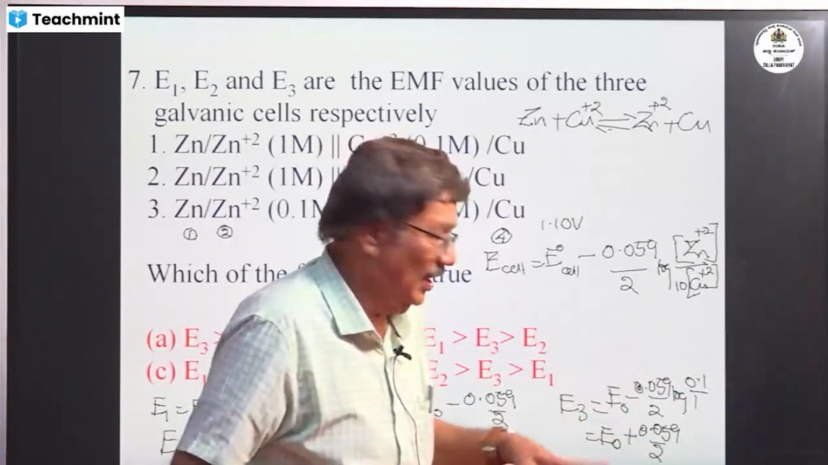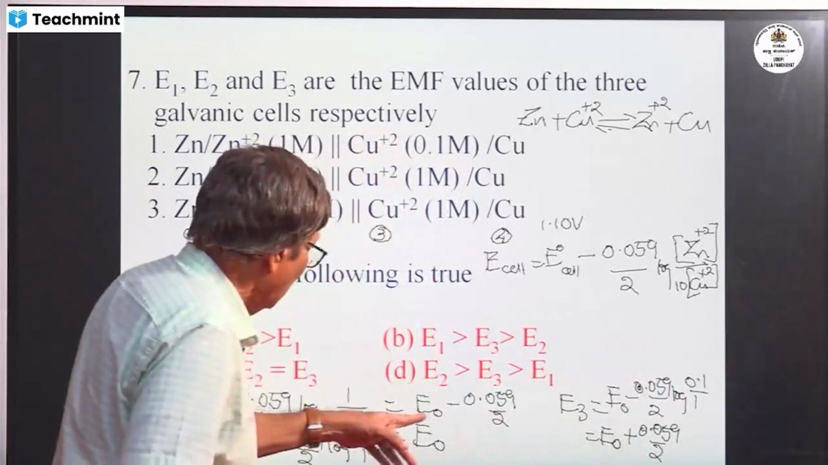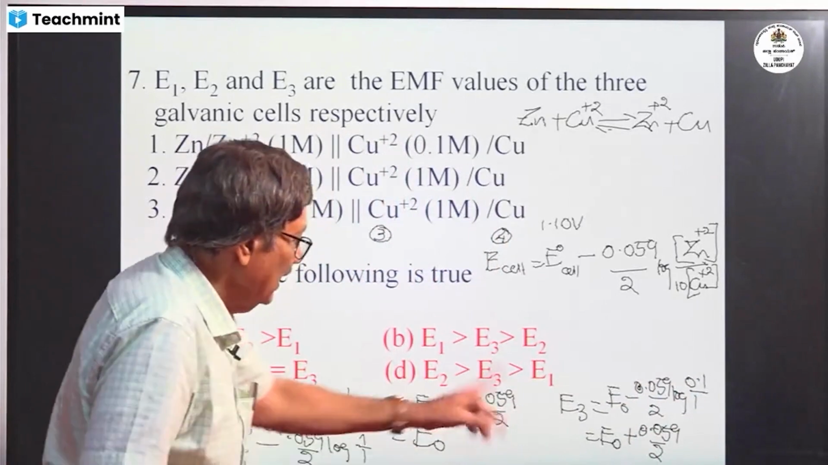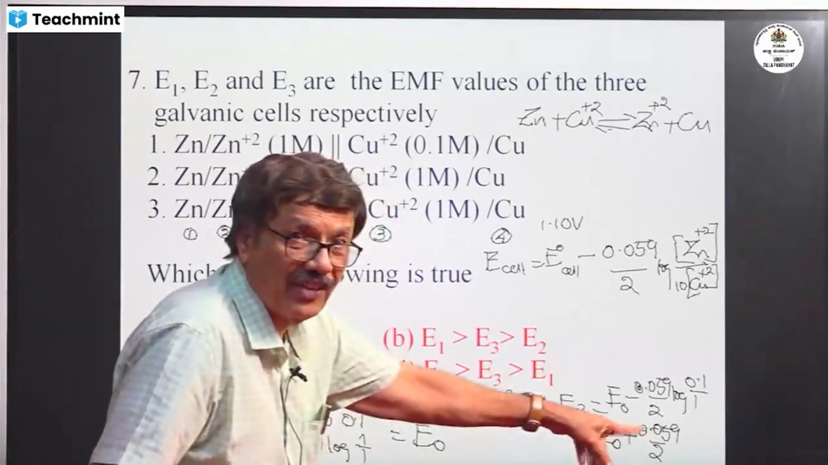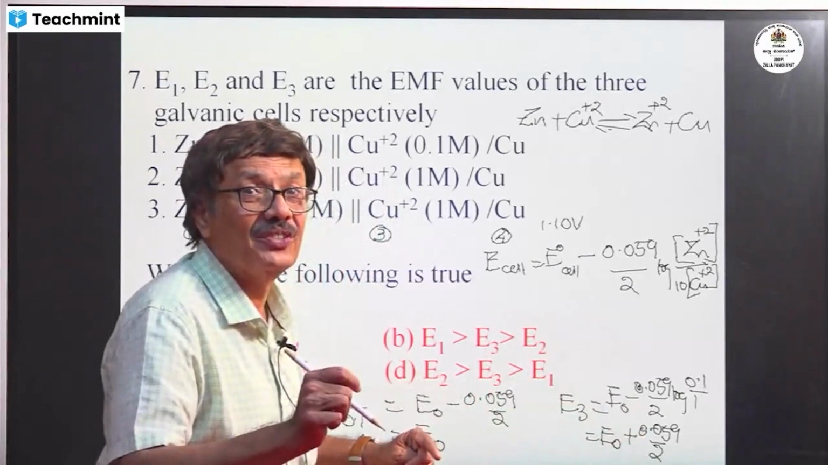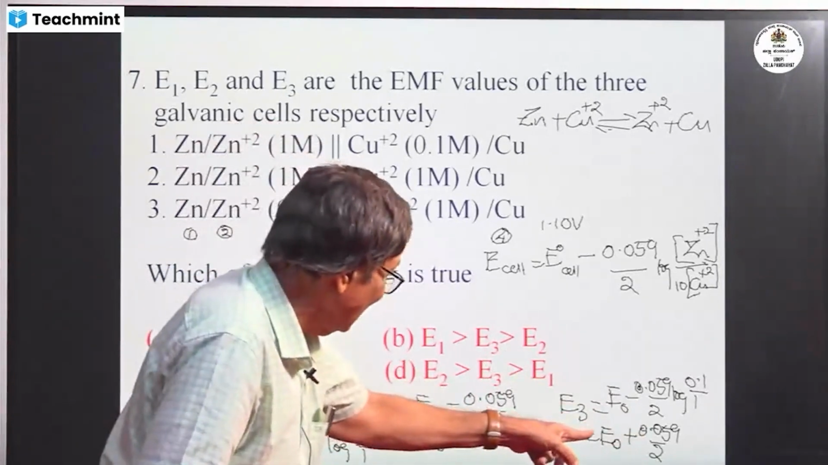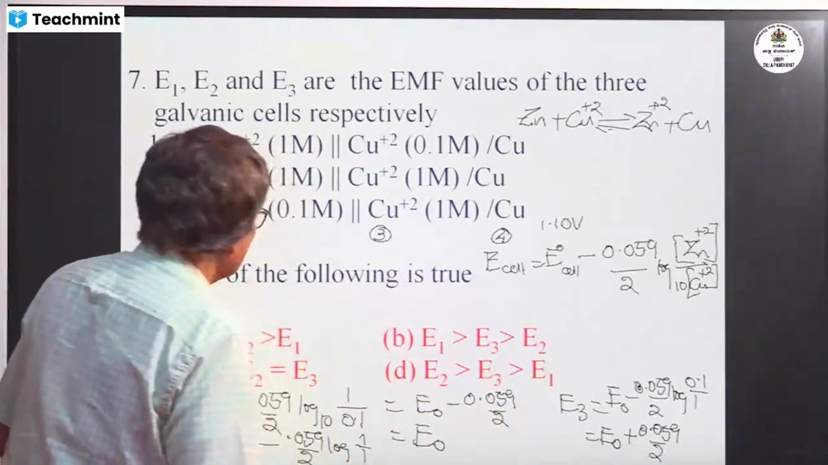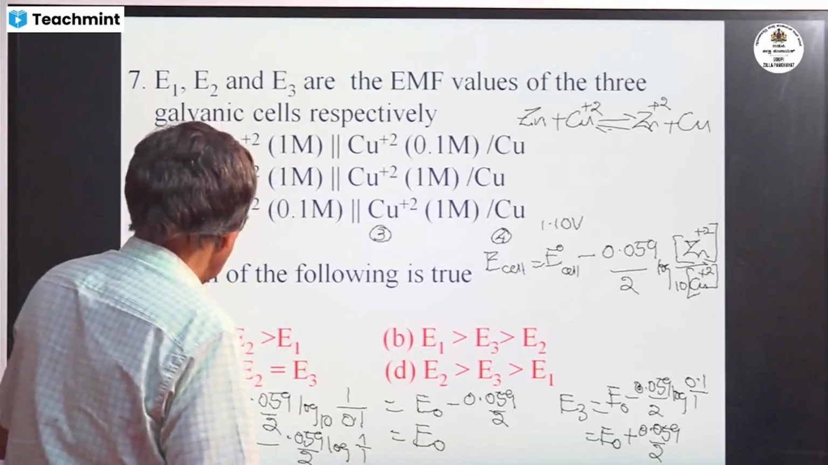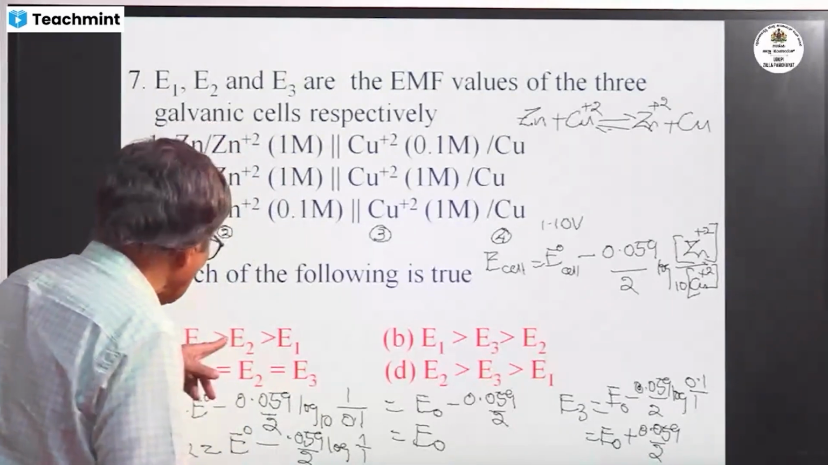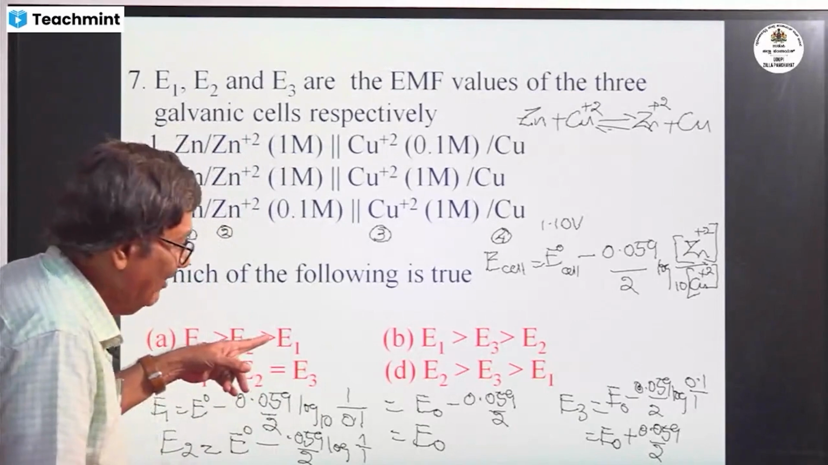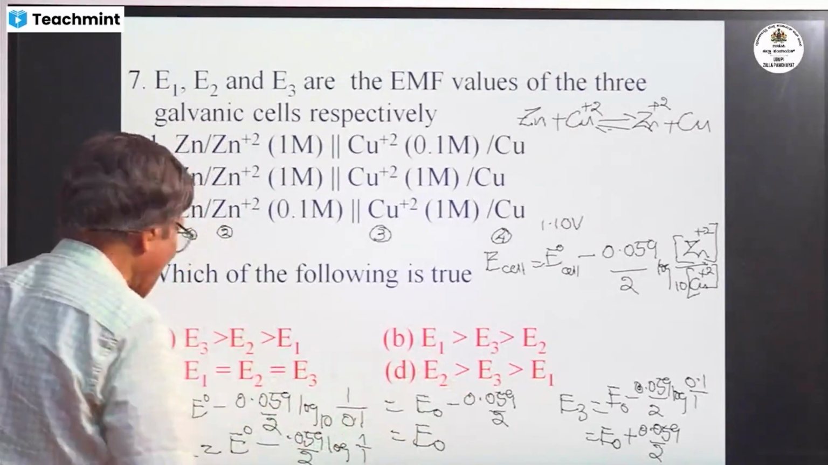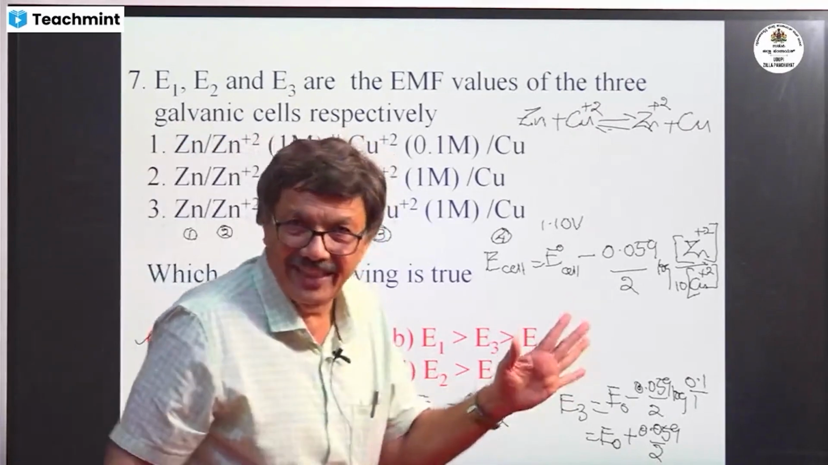Now see here. E1 was E naught minus 0.059 by 2. E2 was E naught. E3 was E naught plus 0.059 by 2. Which one is highest now? E3 is highest, then comes E2, and the last one is E1. E1 is the least one. E3 is the highest. Option A is the right one here.